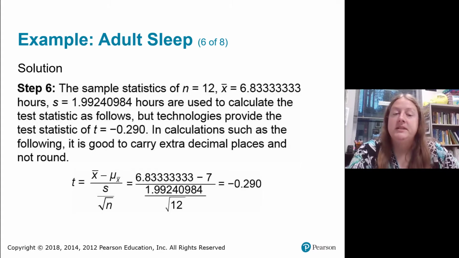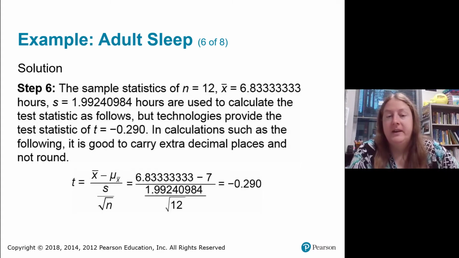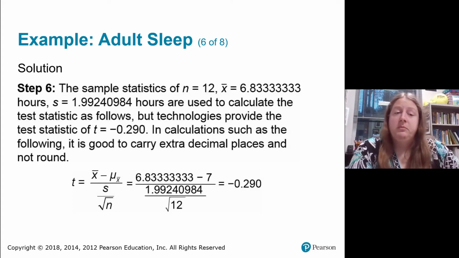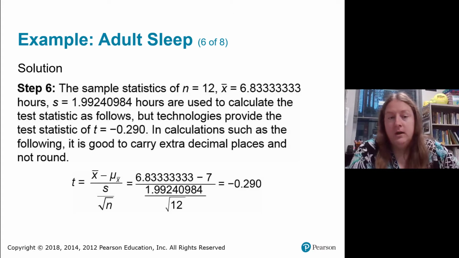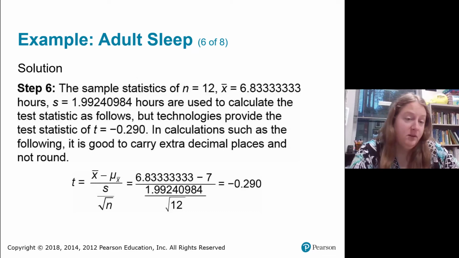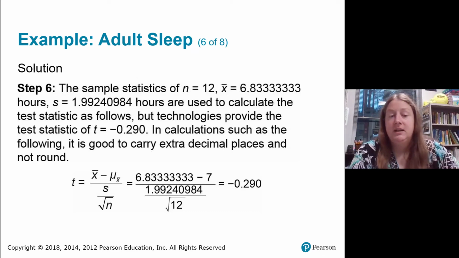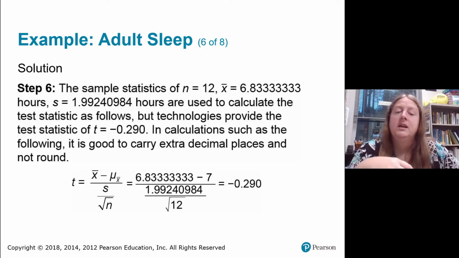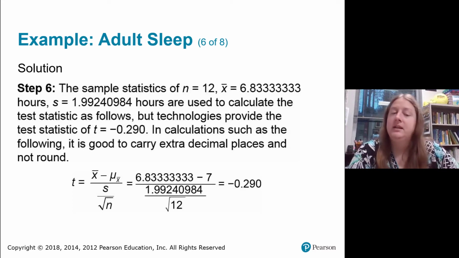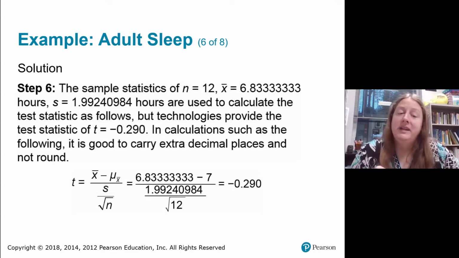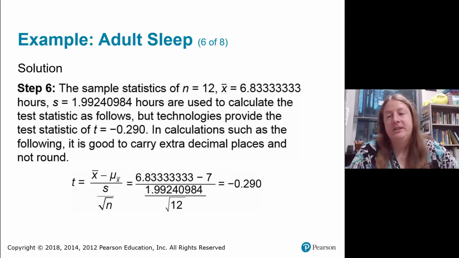The sample statistics of n equals 12, x bar equals 6.83333333, and s equals 1.992400984 are used to calculate the test statistic. So we plug them in and churn out a t-value of negative 0.290. When we're doing this calculation, the reason we were given all of these sample statistics unrounded is it's best to carry as many decimal places as you can and avoid rounding so that we get the most accurate value for t that we can.